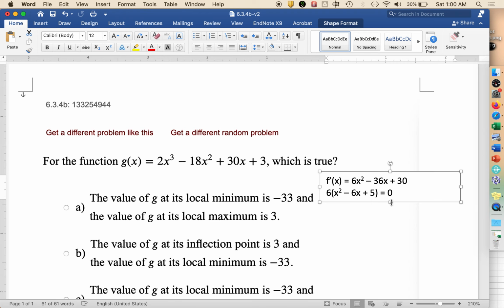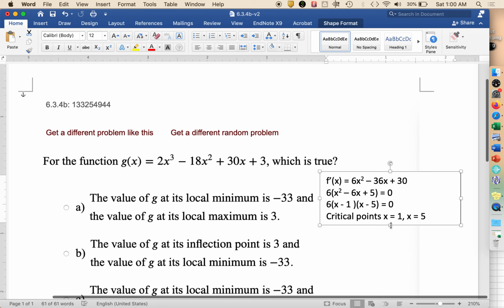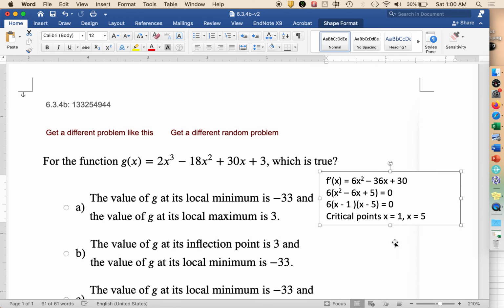Okay, next, x squared minus 6x plus 5 factors into x minus 1 times x minus 5. Okay, so when you have two values that multiply together to give you 0, one of them can be 0. Now 6 is never going to equal 0, right? But x minus 1 could be equal 0, and that would give me x equals 1. And if x minus 5 equals 0, that gives me x equals 5. So those are my critical points. Those are the potential locations of extrema, maxes or mins.